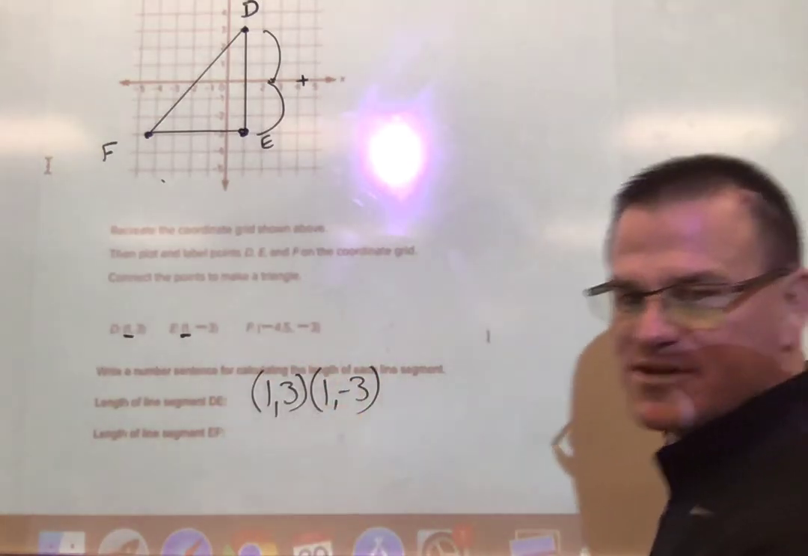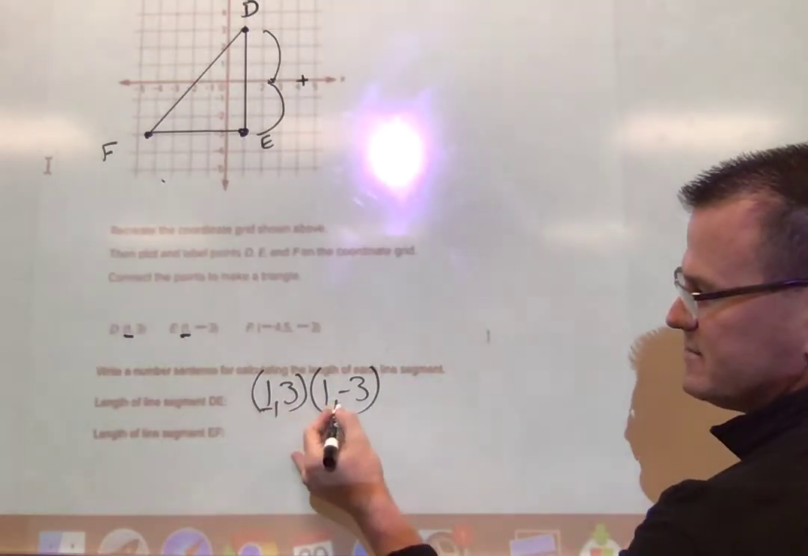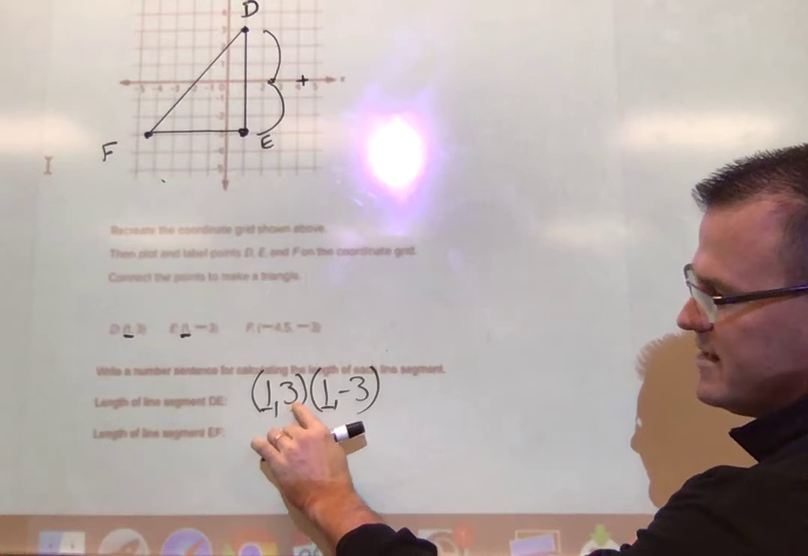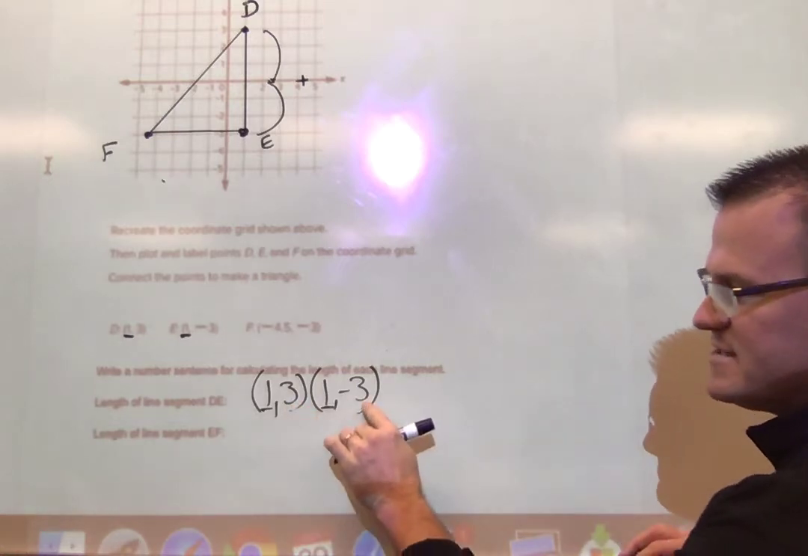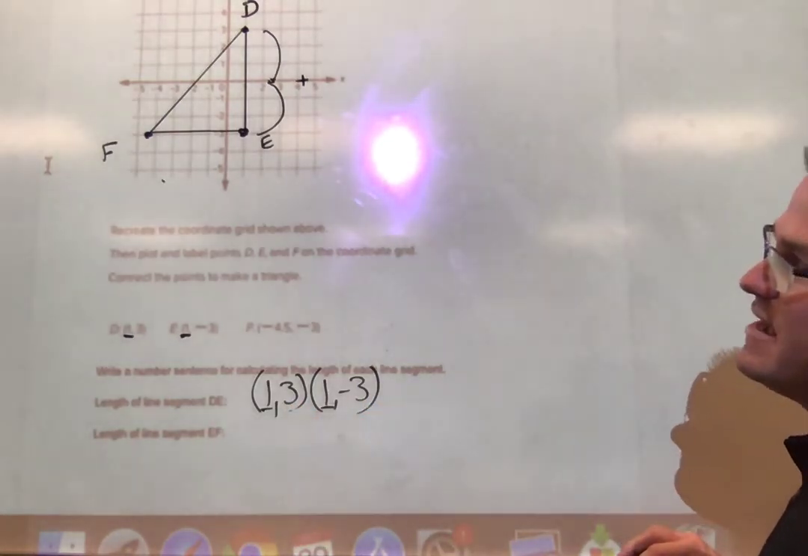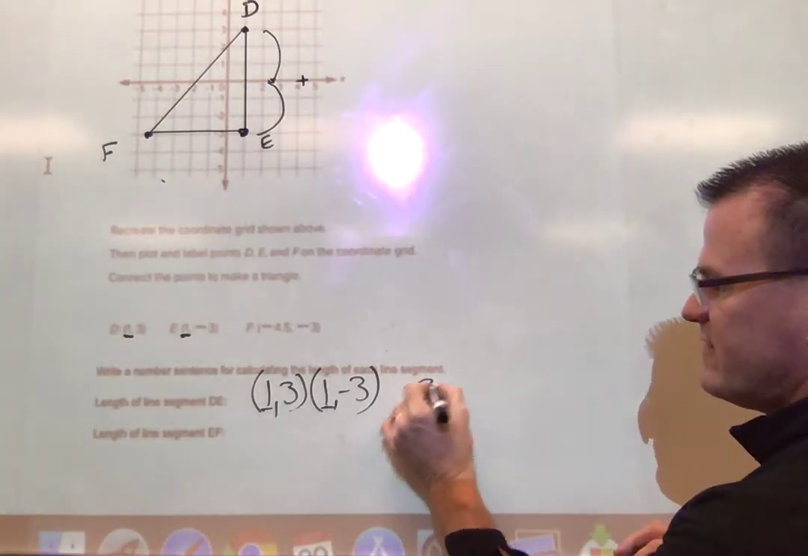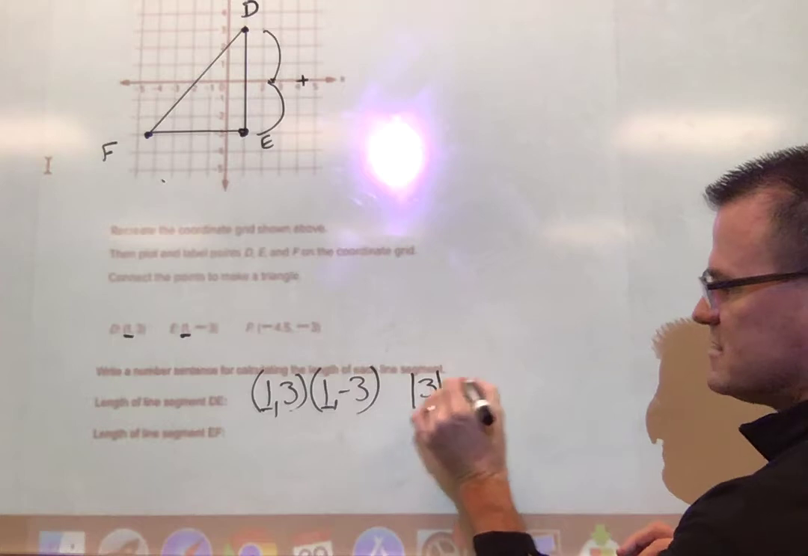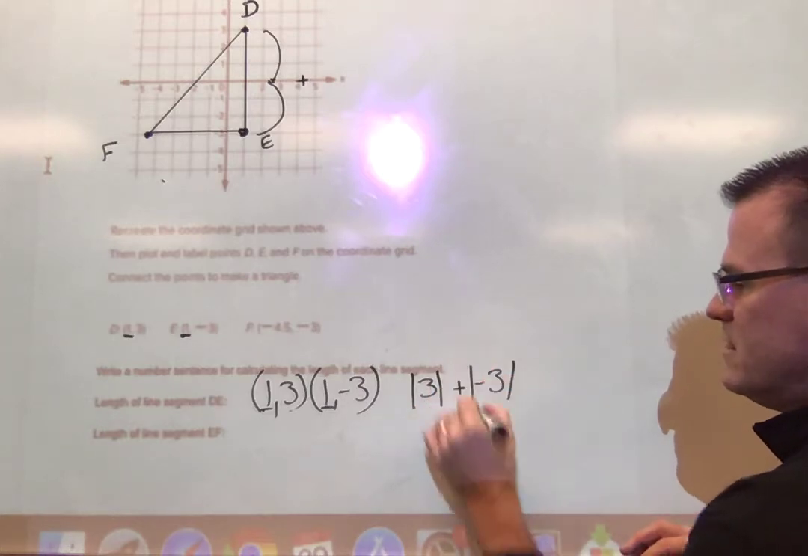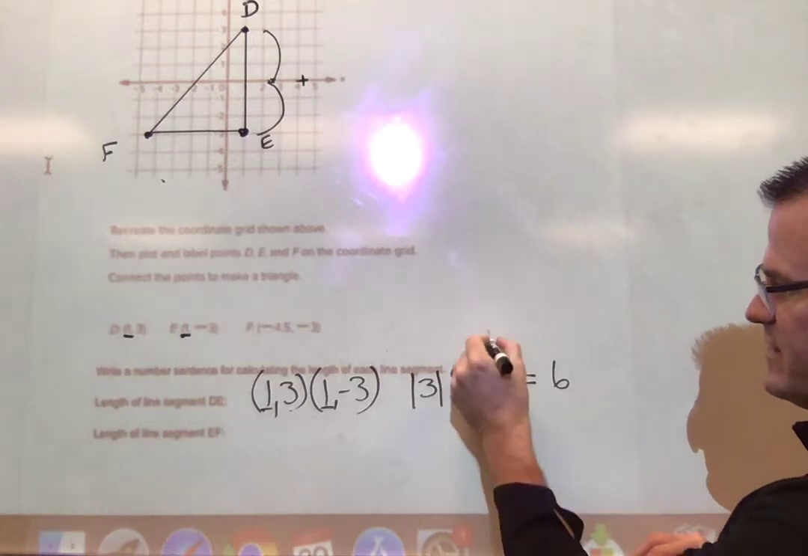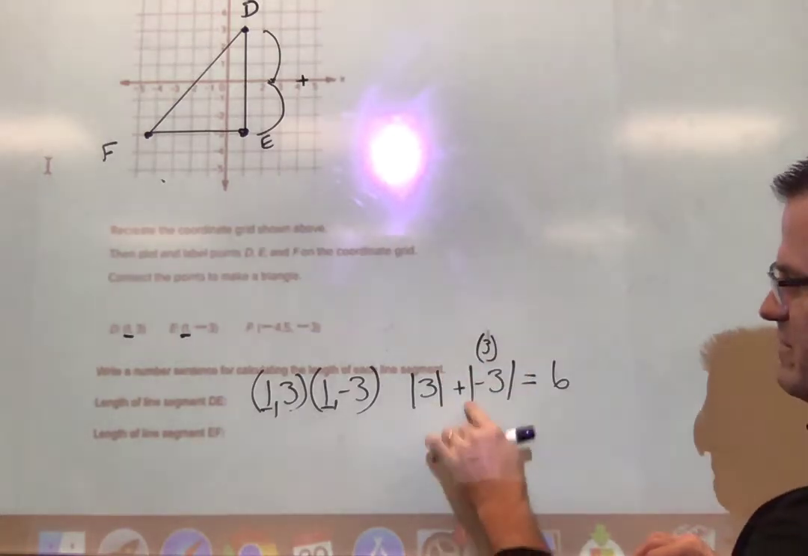So let's write this number sentence here. Again, they're on the same street. So my job is to take, I look at here at the y coordinate here, and one is positive and one is negative. That means they're on the opposite side of that 0 line. So I need to add their absolute values. So I'd have the absolute value of 3 plus the absolute value of negative 3. And I know that would equal 6 because the absolute value of negative 3 becomes 3. So 3 plus 3 is 6.